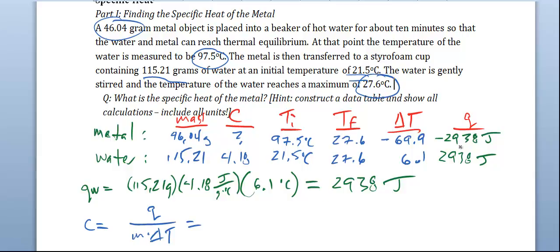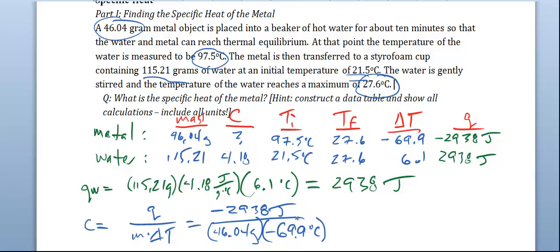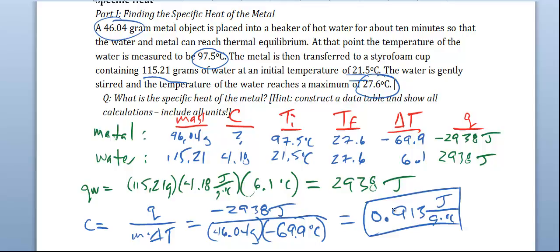All right, and now we just plug in the data for the metal. So that's negative 29. I don't know why my marks keep disappearing like that. Okay, over the mass of the metal, 46.04 grams, and the delta T for the metal, as we said, was negative 69.9 degrees Celsius. When you chug that out on your calculator, you should get 0.913 joules per gram degree Celsius. Okay, all right, so hopefully that'll be of help.